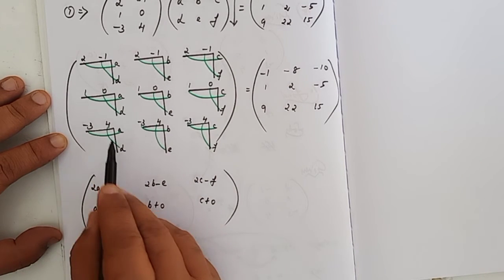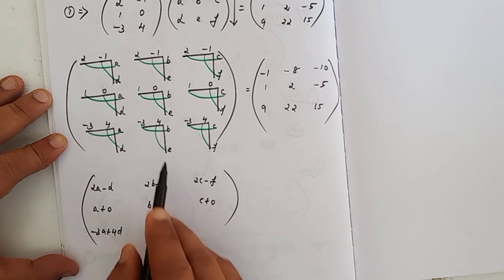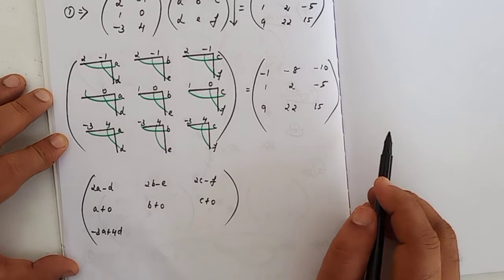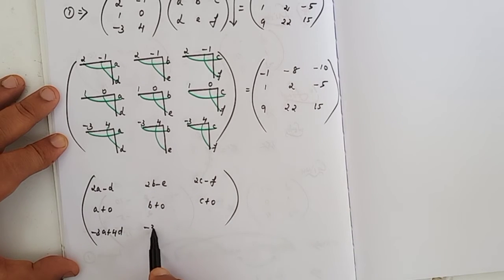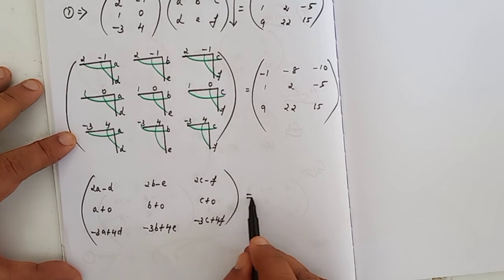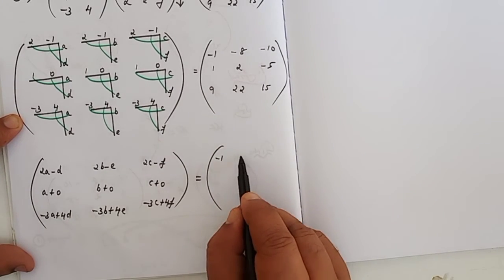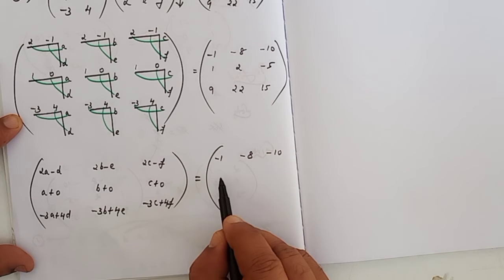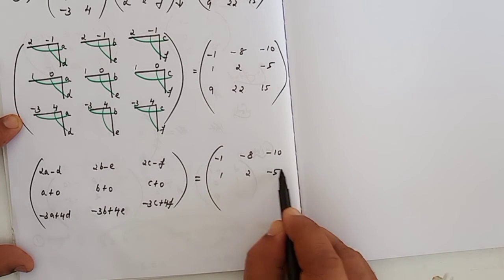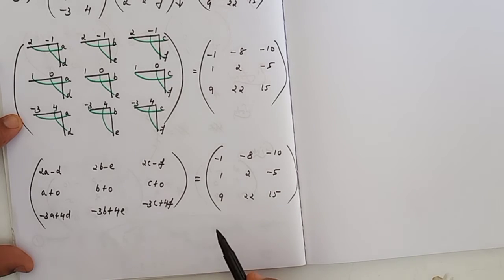Here minus 3A plus 4D, here minus 3B plus 4E, minus 3C plus 4F. That is equal to this matrix: -1, -8, -10, 1, 2, -5, 9, 22, 15.